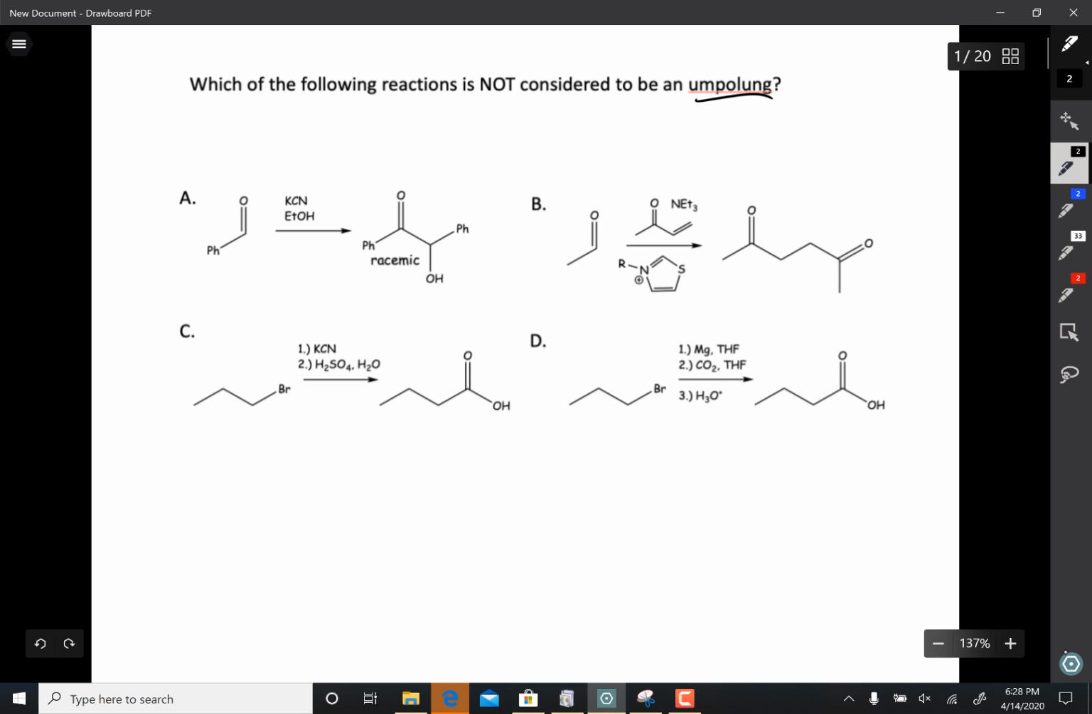What Umpolung means is that it's German for reverse polarity. In the context of reactions that we've been talking about, adding carbonyl species as nucleophiles, as opposed to carbonyls typically acting as electrophiles.